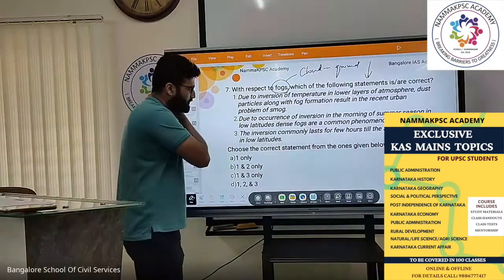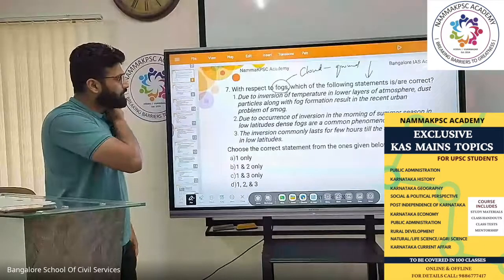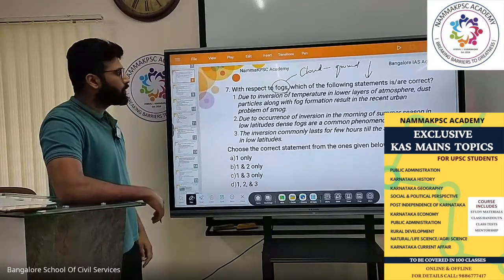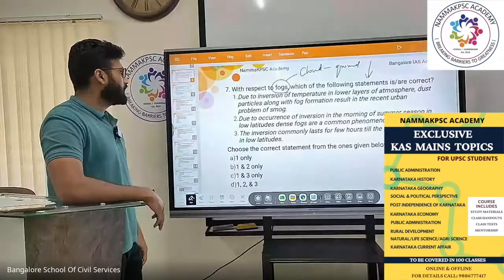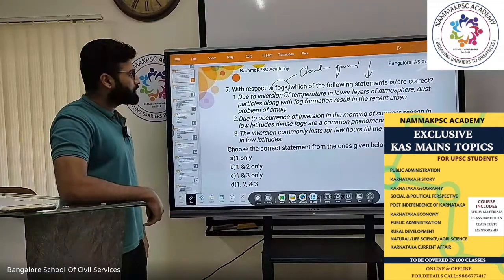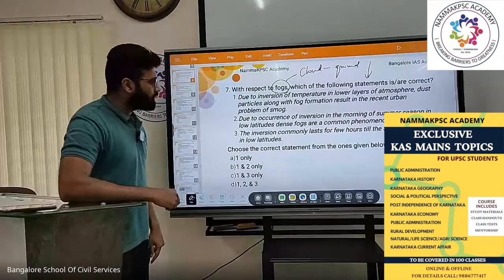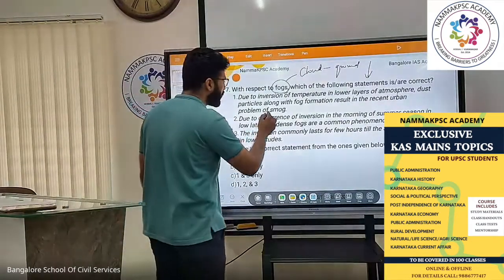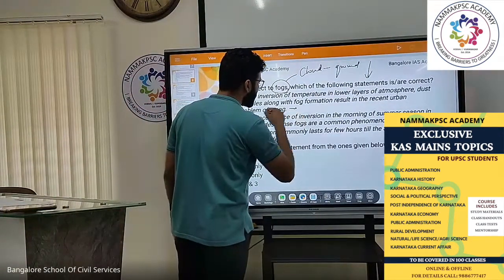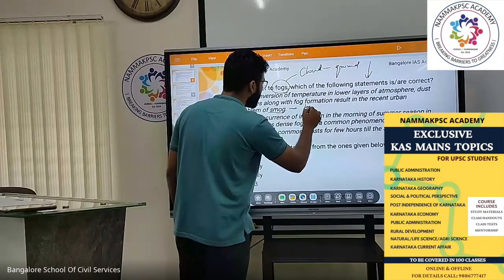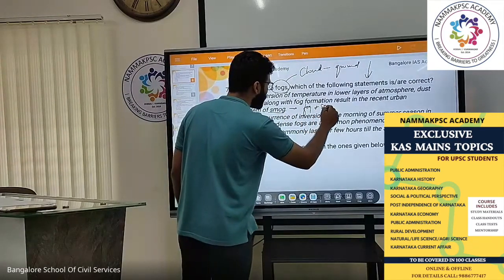First statement says, due to inversion of temperature in lower layers of atmosphere, dust particles along with fog formation result in a recent urban problem of smog. What is smog? Smog is nothing but fog plus smoke.